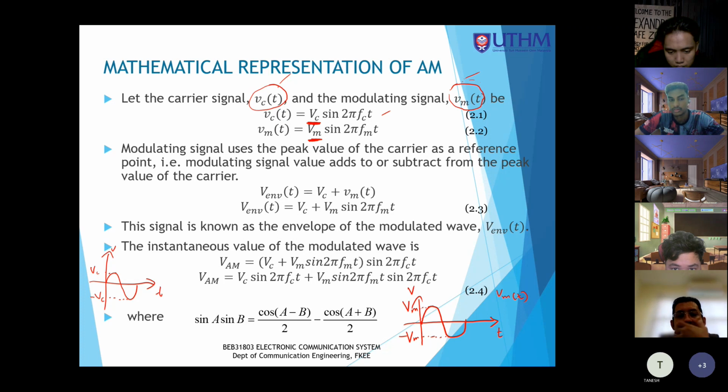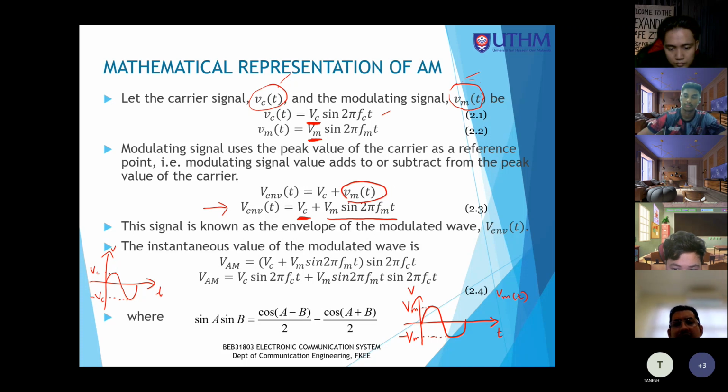Okay, so we have another equation what we call the V envelope. V envelope is equal to Vc, the peak amplitude of carrier, plus Vm sine 2 pi fm t. So Vm sine 2 pi fm t is defined from here, Vm(t). Apa benda ni? Apabila kita melihat V envelope, nanti you akan lihat bahawa signal double sideband full carrier dia seolah-olah berada dalam satu envelope. Nanti macam mana bentuk envelope kita akan lihat kemudian.